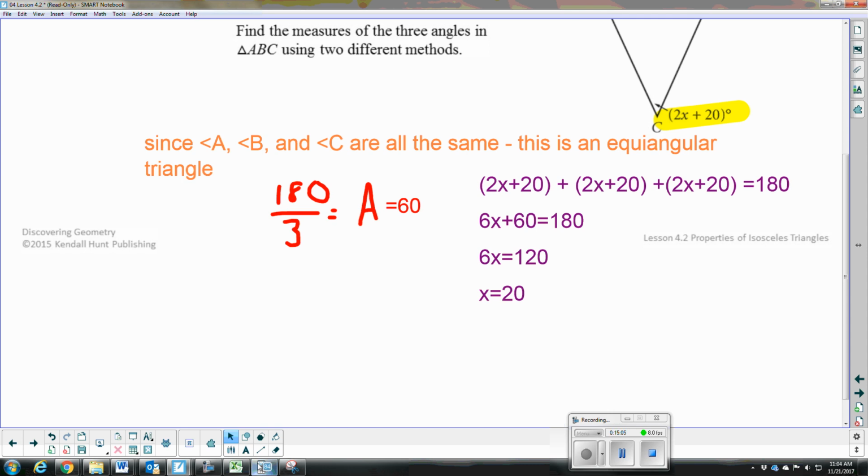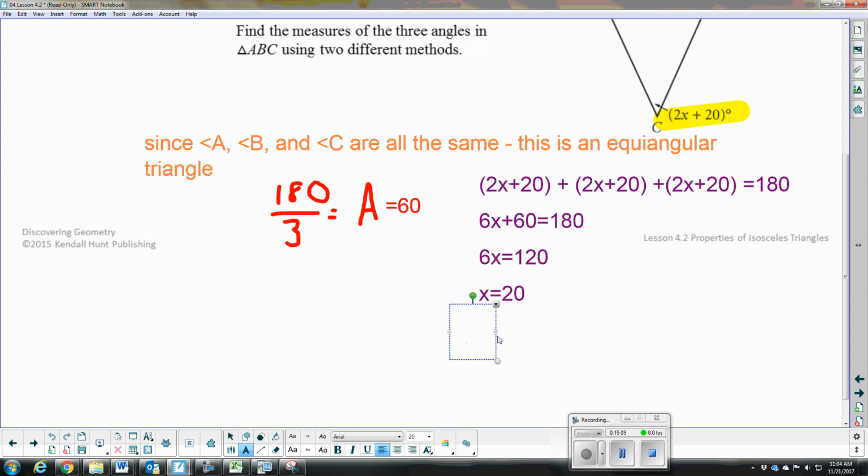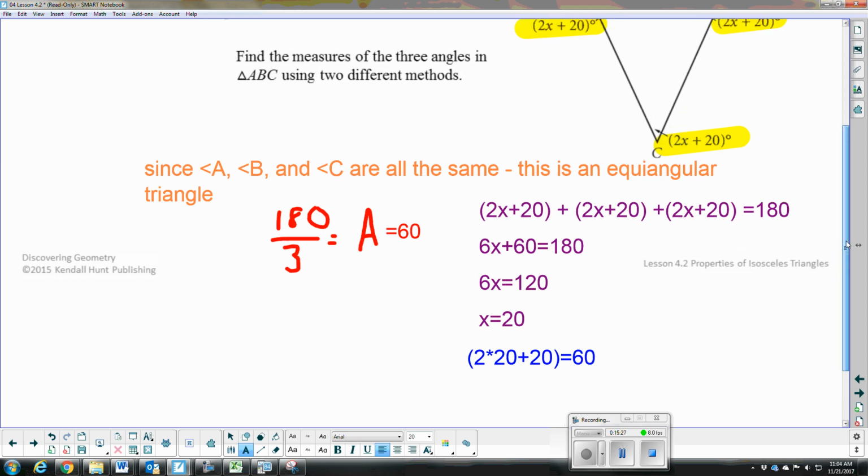So then you can substitute that in to find one of the angle measures. So 2 times 20 plus 20 is 40 plus 20, which is 60. So that tells you that one angle is 60, and you could do that for all three angles, 60, 60, and 60.